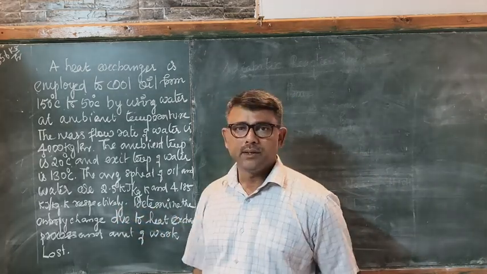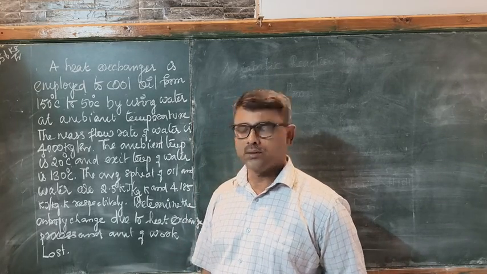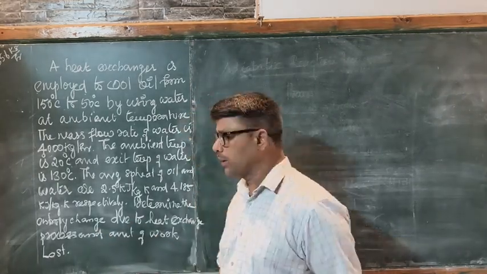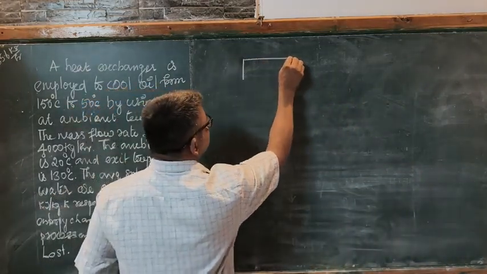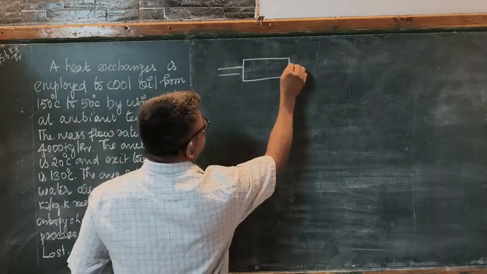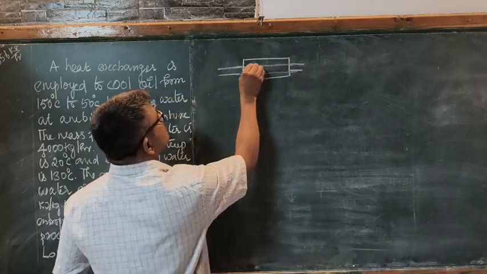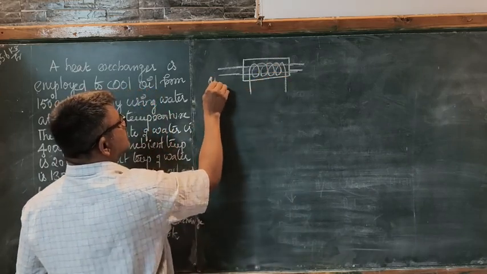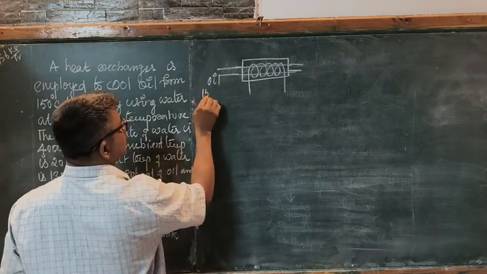The question is to determine the change in entropy of the total system, as well as the work lost. In this problem, a heat exchanger is employed. Oil enters at a temperature of 150 degrees Celsius.